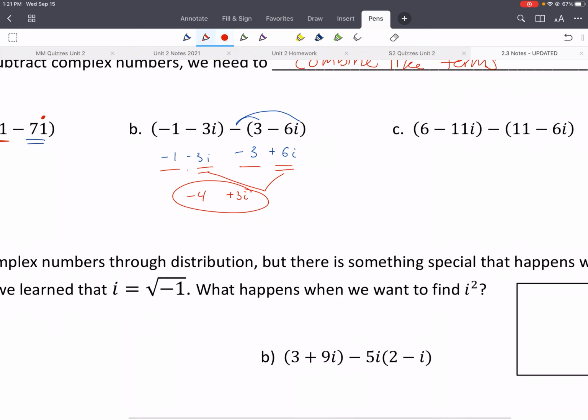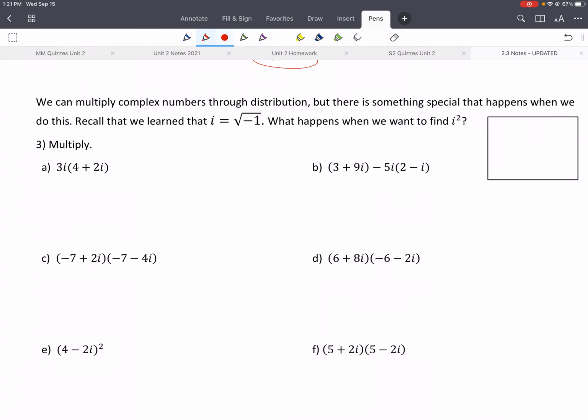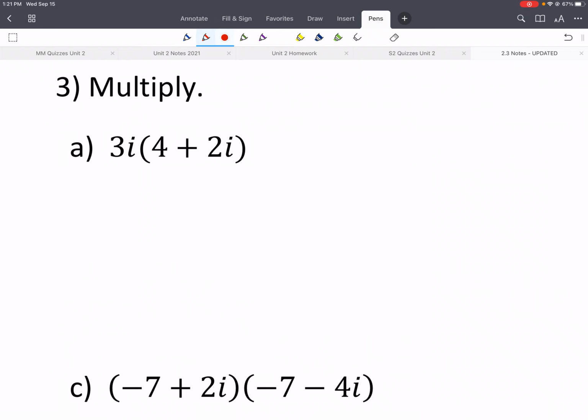All right, so that's basically it for those. And when we do multiplication, this is a little different at the very end. But besides that, it's the same as what we did with polynomials. So let's do something like this. Here we have almost like a monomial times a binomial. Again, we're going to distribute. So we get 12i and 6i squared. Okay? But we're doing complex numbers, and we haven't had any complex numbers that would have i squareds.